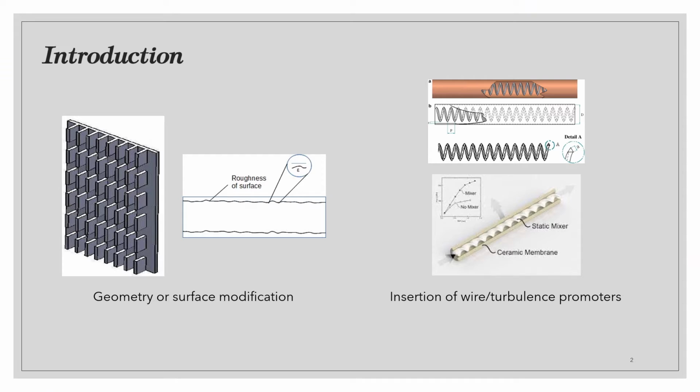Nowadays, there are plenty of demands to enhance the convection heat transfer due to its wide application. Some passive techniques have been introduced for a long time, including geometry or surface modification, such as interrupted fins and surface roughness, and insertion of wire or turbulence promoters.